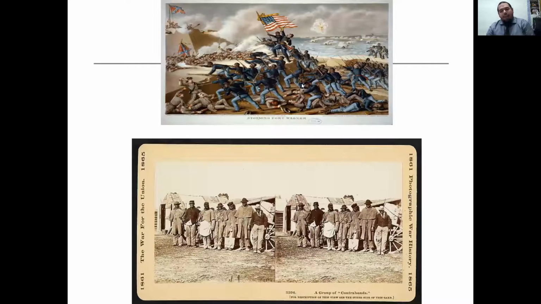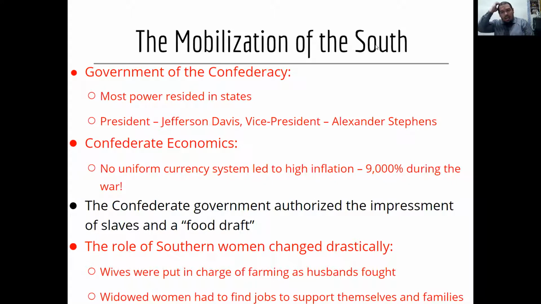Here's a picture of the 54th Infantry. And here's some slaves being captured as contraband that would be used to fight for the North. Those runaway slaves that were newly freed.